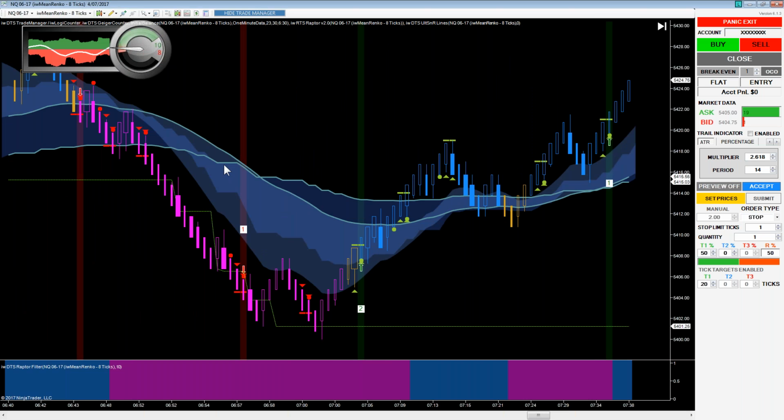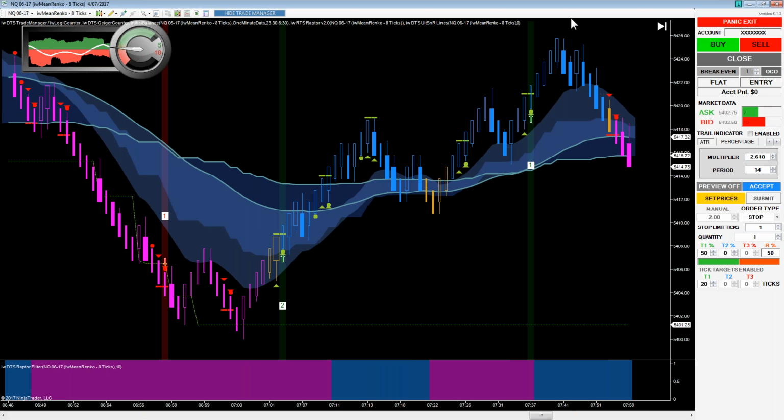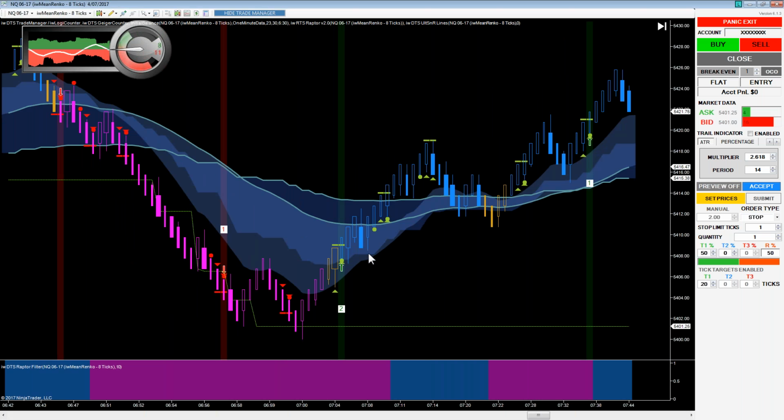Okay, so here we are now with Friday's session. Does this look like a sideways market? No, not really. It may be trying to develop into a large trading range, that's true, but a sideways market, no, I would not peg it as a sideways market.